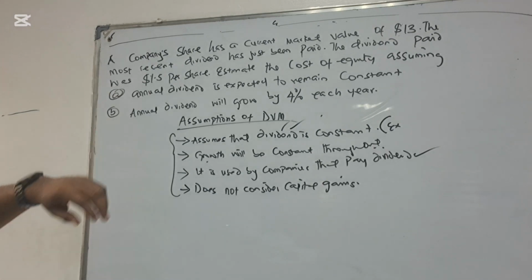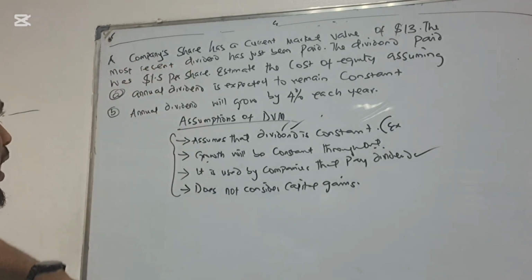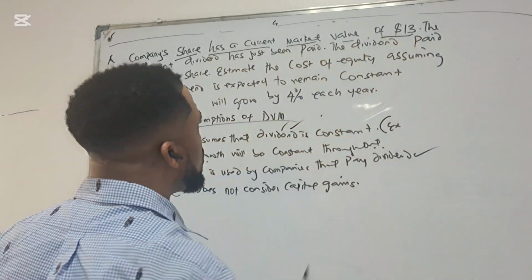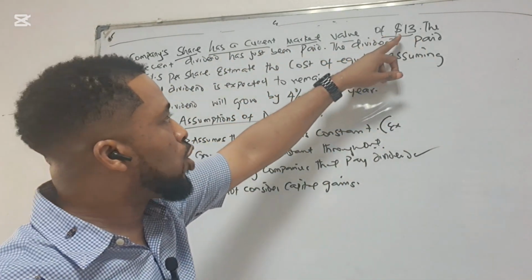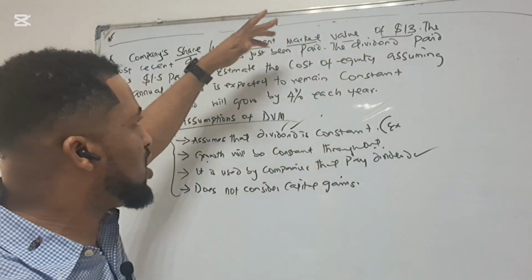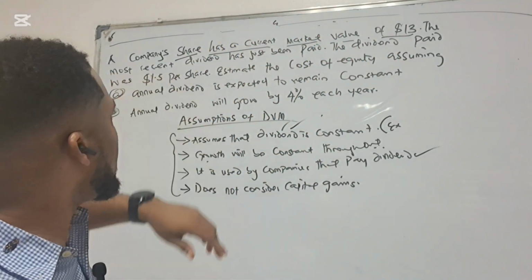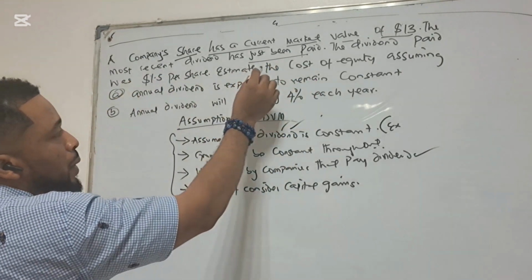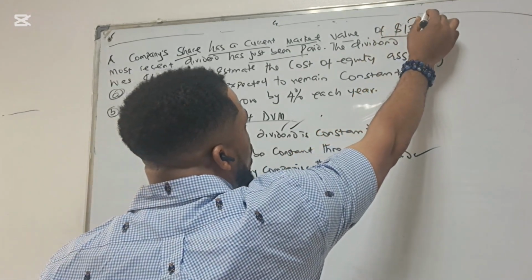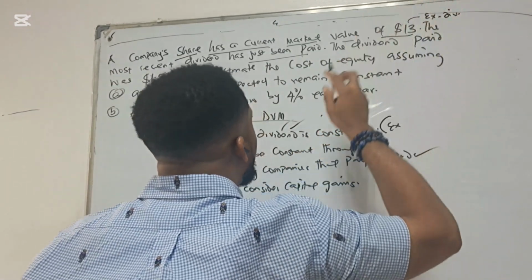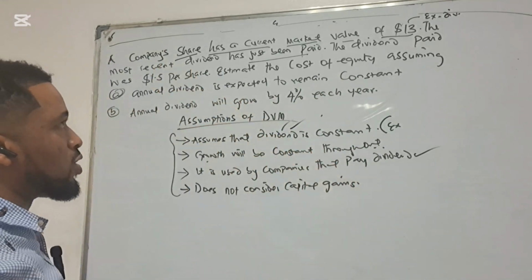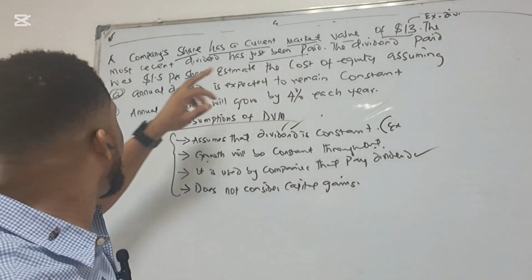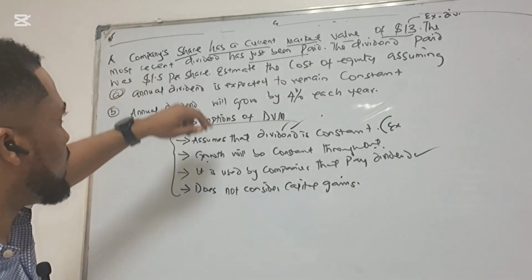All right, so let's look at this small illustration. A company's share has a current market value of $13. Current market value simply means this is the current MPS, how much the company's share is trading at in the market. The most recent dividend has just been paid. That simply means this market value is automatically ex-div, which means the amount paid has been adjusted on the market price of the share. And the dividend paid was $1.5 per share.